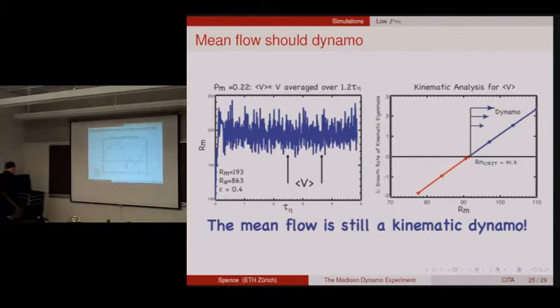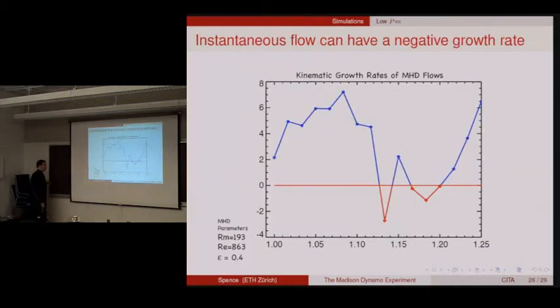Now, one way, perhaps, we might be able to look at this is to look at the instantaneous growth rate of every single snapshot of your velocity field. So let the simulation run, and every so often look at the velocity field you've got instantaneously and look at the growth rates of each of those. And you can see that for the most part, we have positive growth rates for the velocity field.